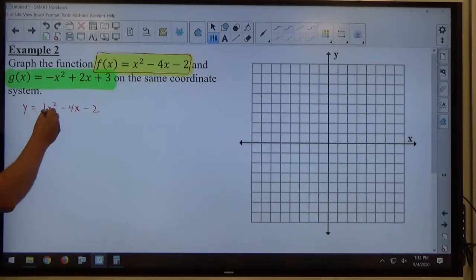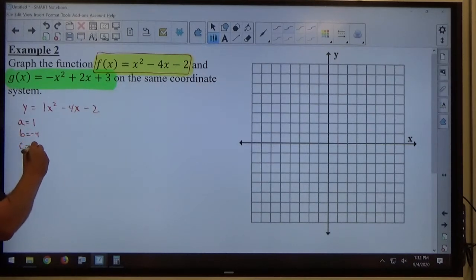So once we've written the problem down, again, this would be the first thing I do on my paper. That's written in the book. That's going to be written on my paper. All right? I'm going to identify the values of a, b, and c. A is equal to 1, b is equal to negative 4, and c is equal to negative 2.